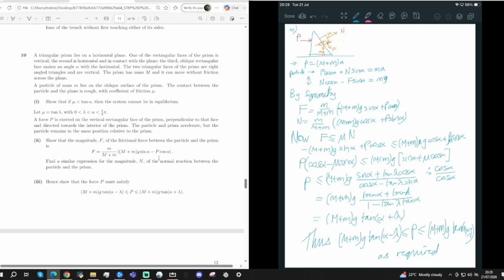Nice little problem. Again, making it really obvious how much a good picture is essential. And in this question in particular, the subtlety of the frictional force being up or down the slope.